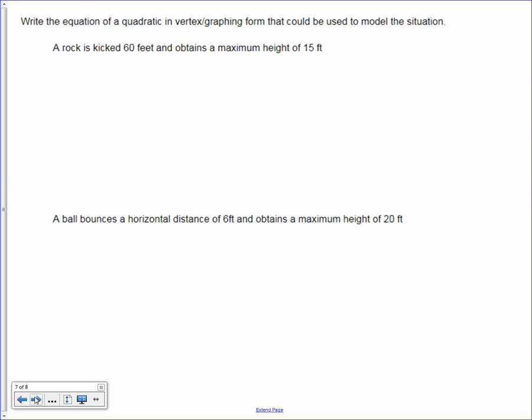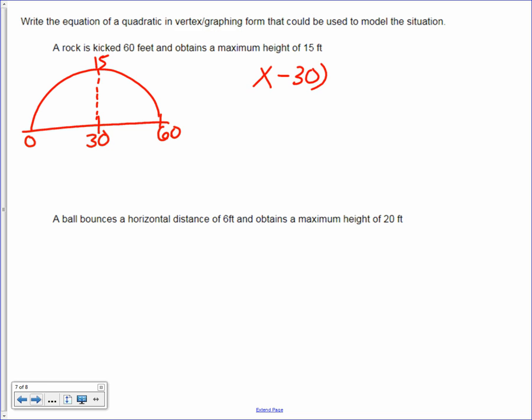So for these ones, write the equation of a quadratic. So I always start off at 0, 0. Draw my picture. This is 0, halfway between. So this total is 60. So that means this is 30, and the max height is 15. So I know I'm going to start my equation as a times x minus 30 squared plus 15. So now I have to solve for a.